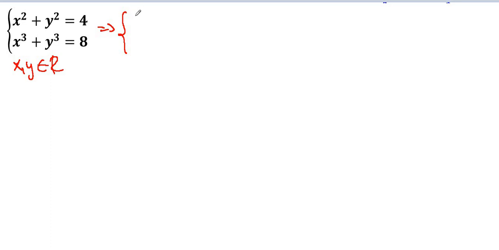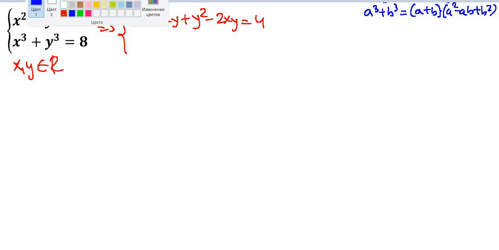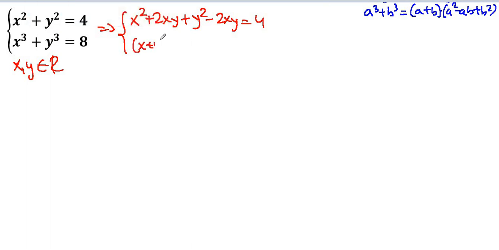So here in the first equation I can express it as x squared plus 2xy plus y squared minus 2xy is equal to 4. And in the second equation we see that this equation is factorable, so I can factor it using the following formula. We know that a cubed plus b cubed is always equal to a plus b times a squared minus ab plus b squared. So therefore I can easily factor the second equation: x plus y times x squared minus xy plus y squared is equal to 8.